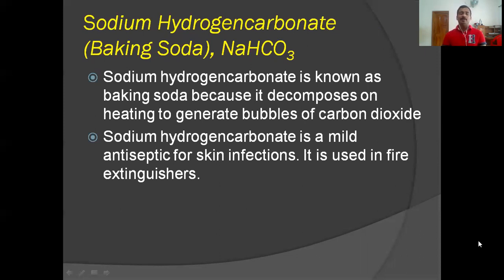Sodium hydrogen carbonate is known as baking soda because it decomposes on heating to generate bubbles of carbon dioxide. So in the preparation of cakes, sodium bicarbonate is used to make them soft and porous. Sodium hydrogen carbonate is a mild antiseptic for skin infections. It is used in fire extinguishers. And the preparation of sodium hydrogen carbonate, we can prepare it in 2 ways. In the Solvay process, we get sodium bicarbonate first.